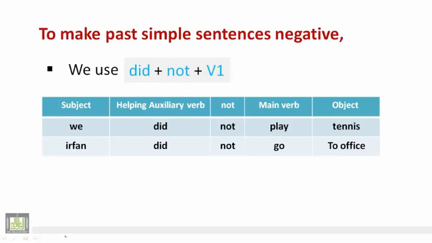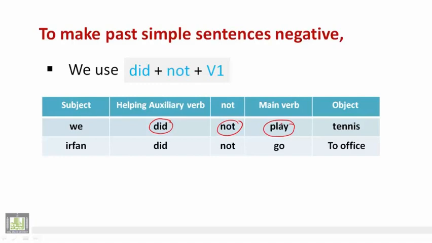Let's look at these examples. We did not play tennis. You see, we used the auxiliary verb did not, and we changed play into its base form, because the sentence originally was we played tennis.